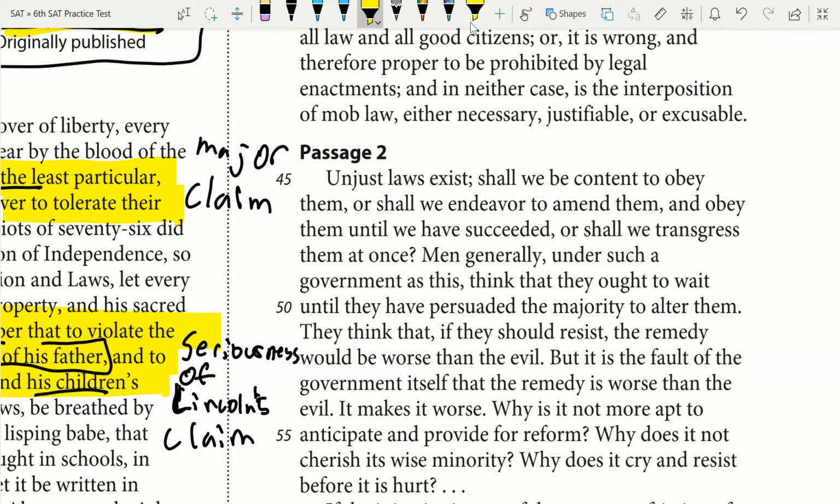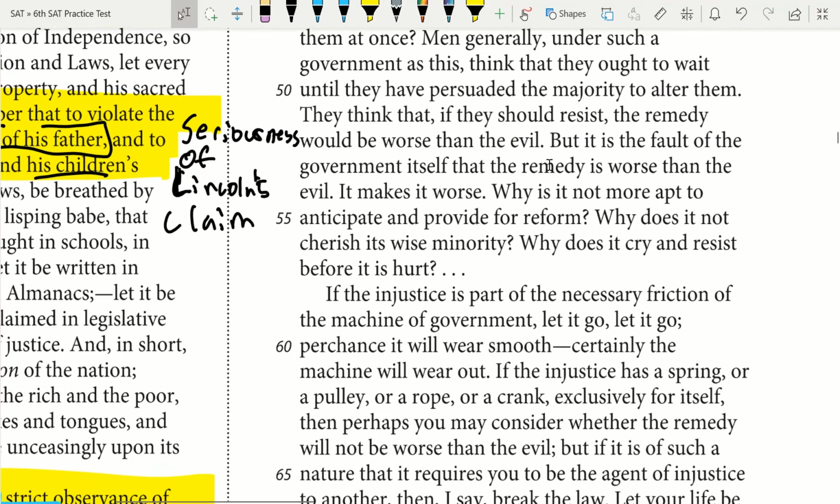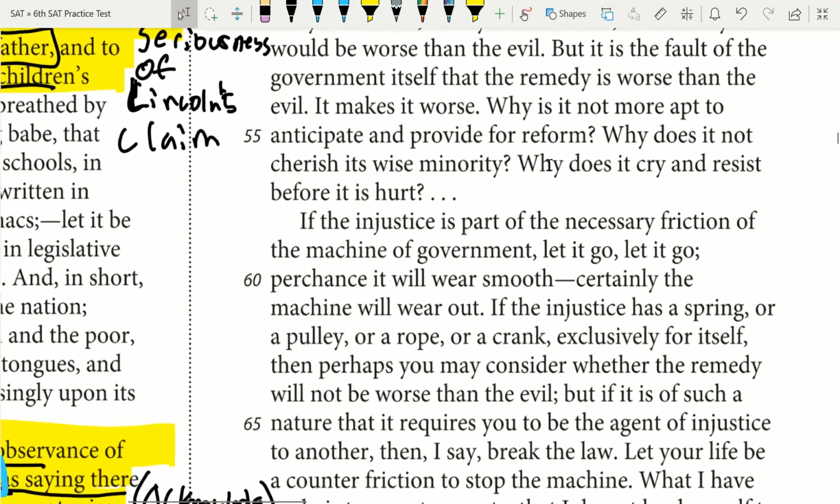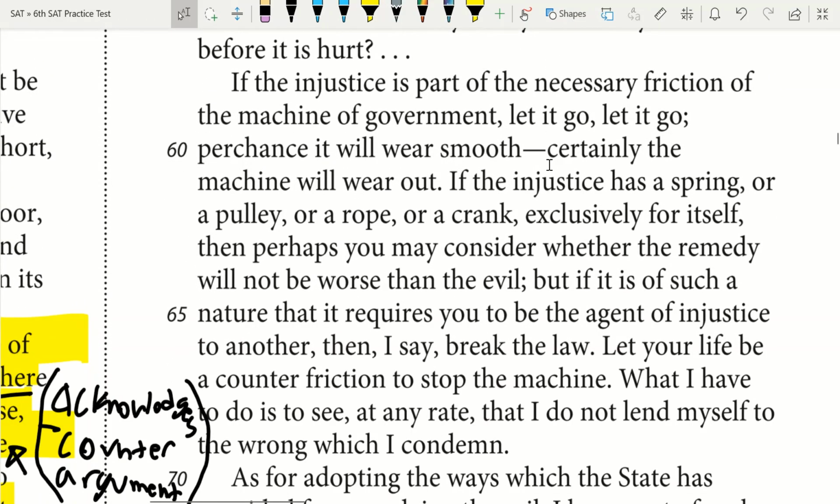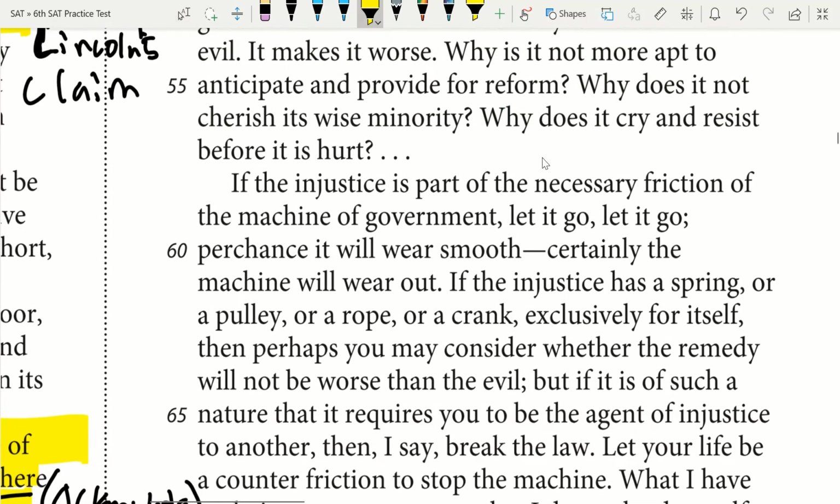Men generally under such a government as this think that they ought to wait until they have persuaded the majority to alter them. They think that if they should resist, the remedy would be worse than the evil, but it is the fault of the government itself that the remedy is worse than the evil. It makes it worse. Why is it not more apt to anticipate and provide for reform? Why does it not cherish its wise minority? Why does it cry and resist before it is hurt? If the injustice is part of the necessary friction of the machine of government, let it go, let it go. Perchance it will wear smooth. Certainly the machine will wear out.